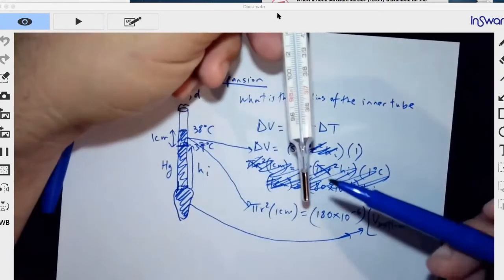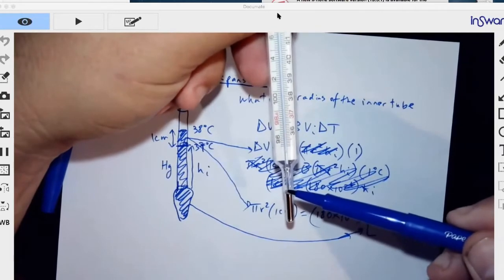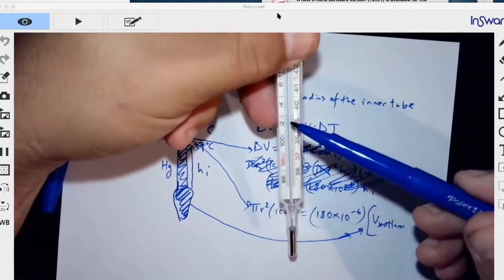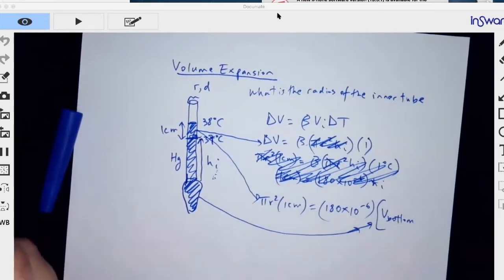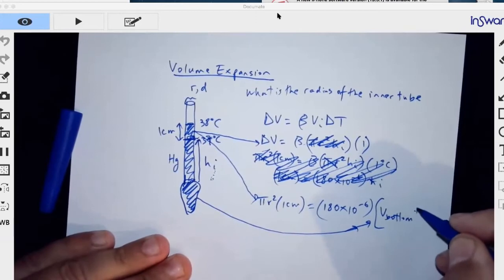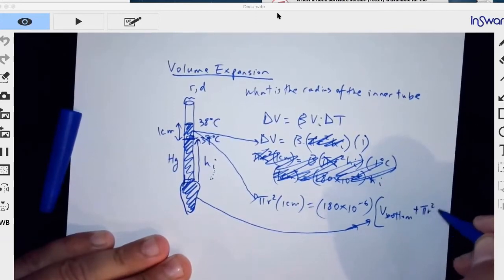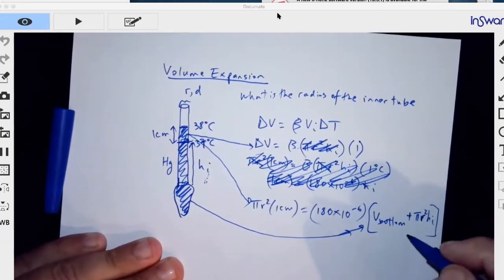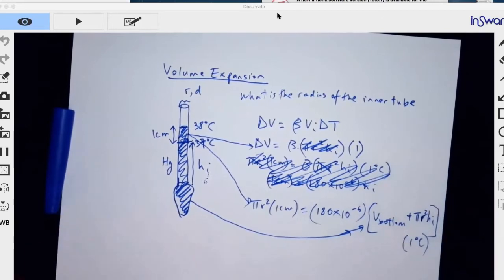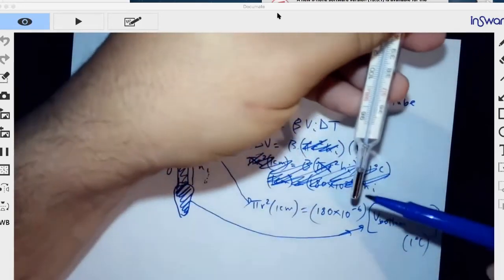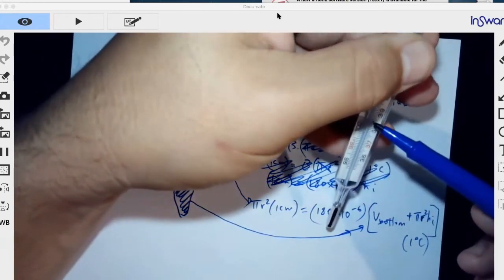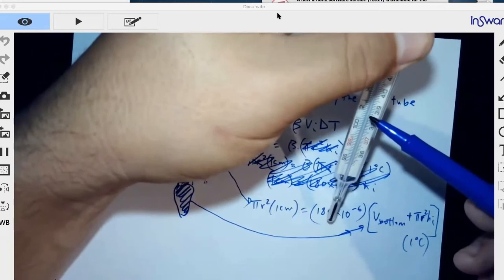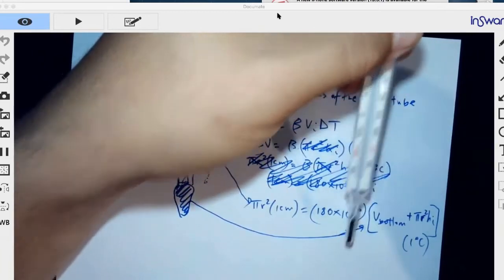Right? Plus the volume from here all the way to there, all the way to the H initial. So V bottom plus pi r squared H initial times 1 Celsius. You see what I mean? So I'm adding this volume, and I'm adding all the way to the H initial.